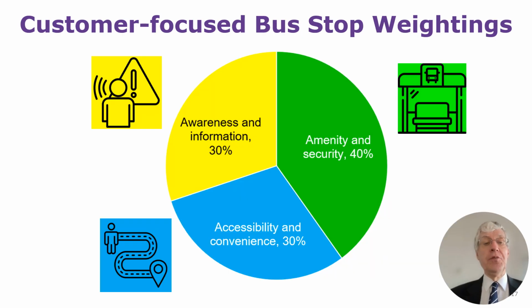The weightings were grouped under 3 types of customer needs, namely with 40% for amenity and security, 30% for accessibility and convenience, and the remaining 30% for awareness and information. I have developed a scoring sheet from 1 to 5, with 5 the highest value or rating for the proposed bus stop assessment tool. The score sheet is explained on the following table.